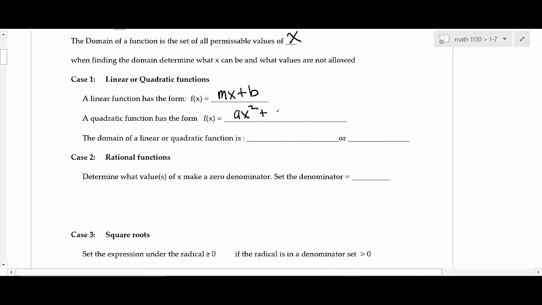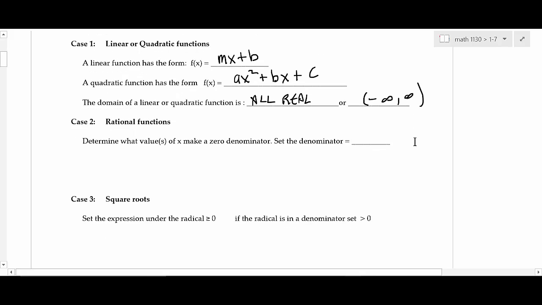So what you'll have on this then is the domain of a linear or quadratic function is always going to be all real numbers. The reason is you're going to have a line. A line goes on forever left and right. What does a quadratic function's graph look like? That's the parabola, right? A parabola goes forever to the left, forever to the right. So basically, anytime you have a linear or quadratic function, it's all real numbers. If you write that in interval notation, it goes like that.